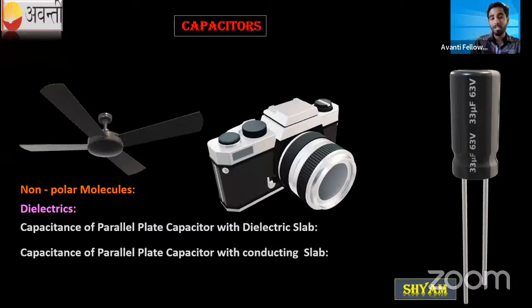Polar molecules क्या होता है? Chemistry में पता है. In details I will explain. And then dielectrics. Dielectrics क्या है? क्या इसका use है capacitor के अंदर? Then capacitance of a parallel plate capacitor with dielectric slab. मीन्स ये डाइलेक्ट्रिक स्लैब को उसके अंदर डालने से कैपेसिटेंस का वैल्यू क्या होता है, पोटेंशियल का वैल्यू क्या होता है, what happens to the potential and everything we need to discuss.